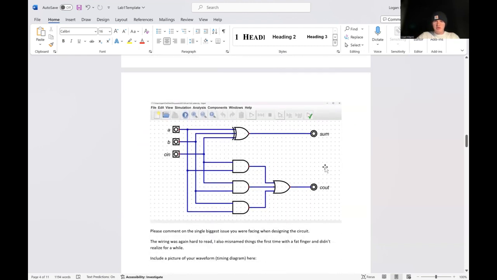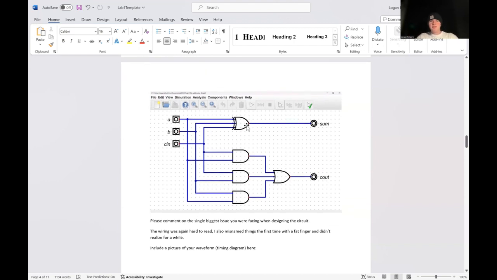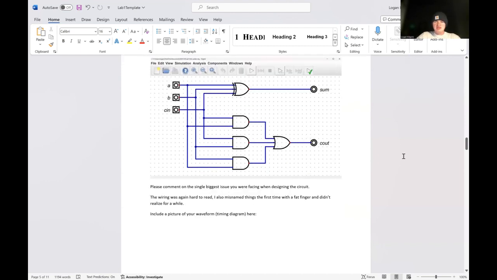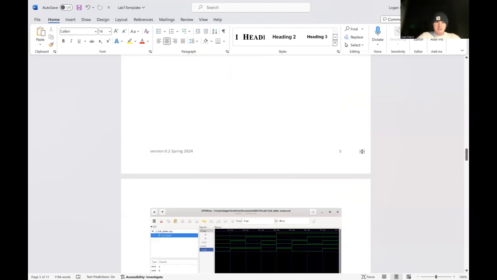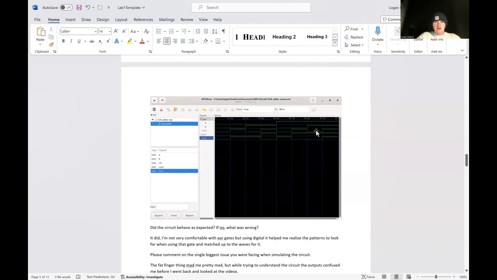For the third part, we built a full adder, which is just two half adders pretty much. Again, with the exclusive OR, that gives us our sum, which means you need an odd number of ones. The C out is just the number that we're at, essentially. Again, with the waves, just an odd number of ones gets you a 1 for your sum.